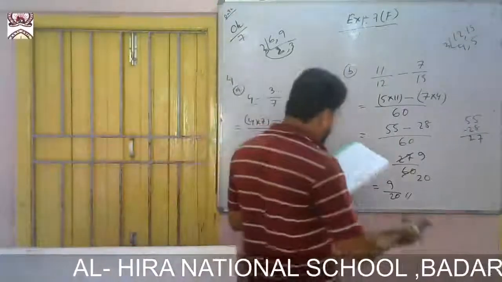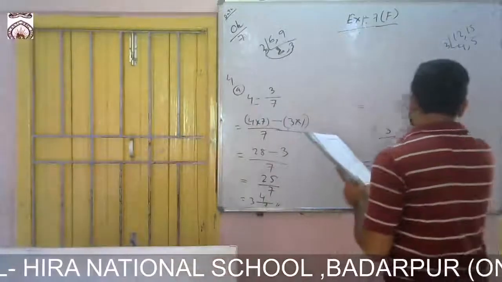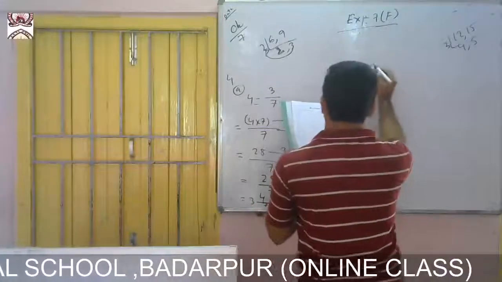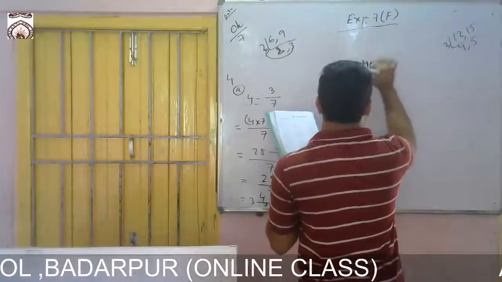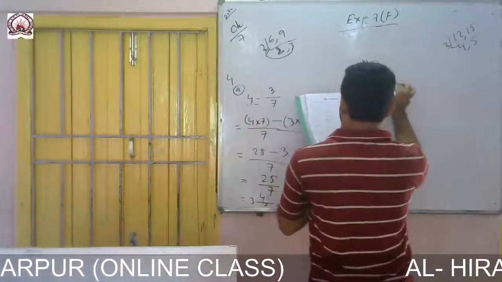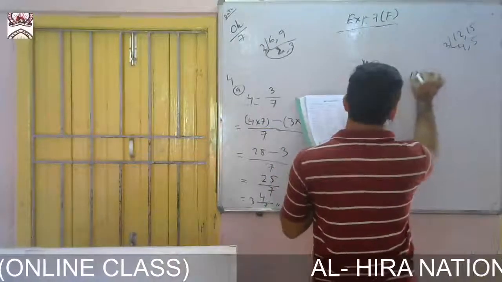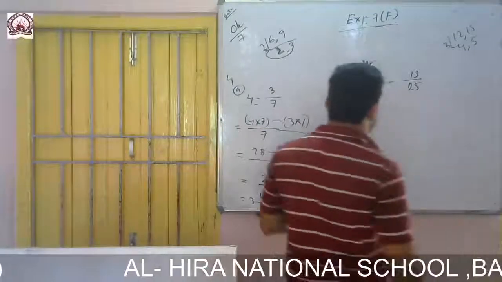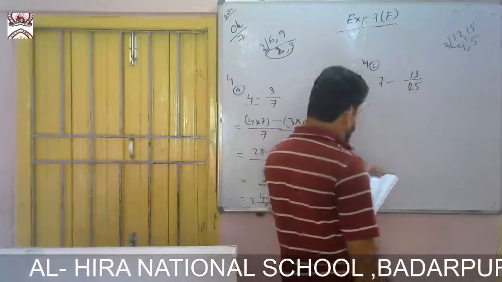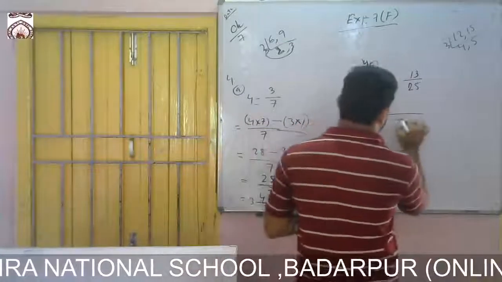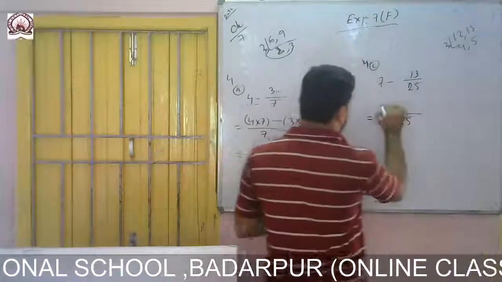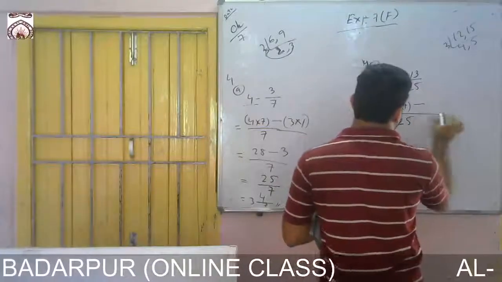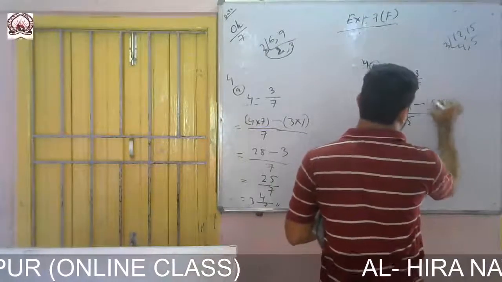Then come to question number C. Oh, sorry, 4C. 7 minus 13 by 25. So if I take, then 25 will be the LCM. So 25 into 7, minus 1 into 13.